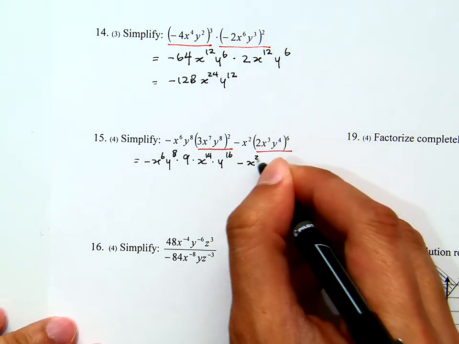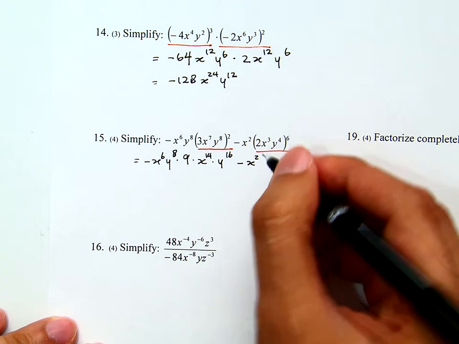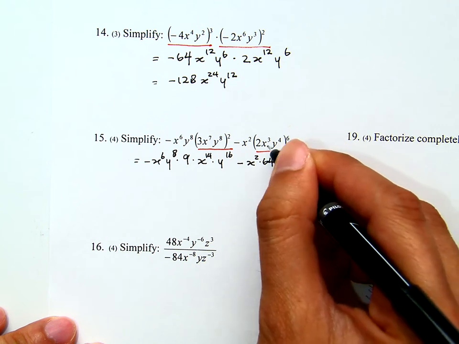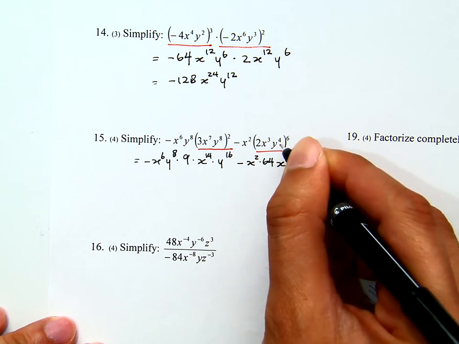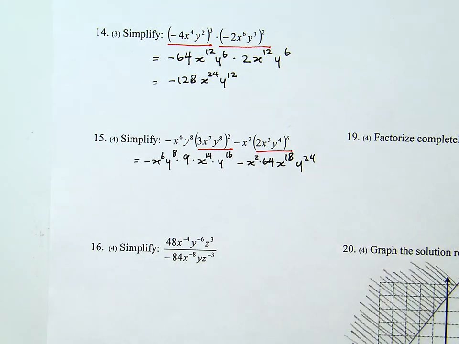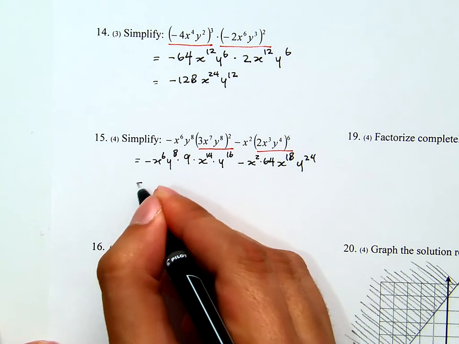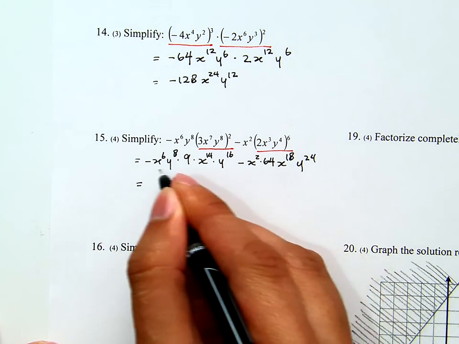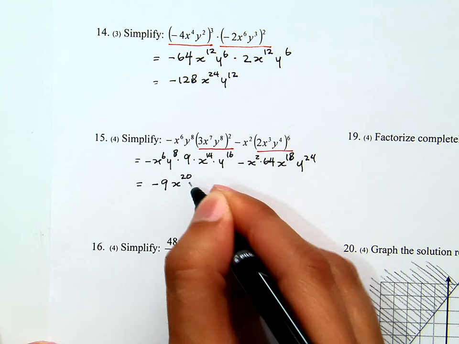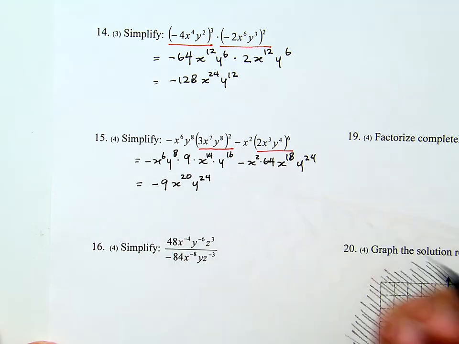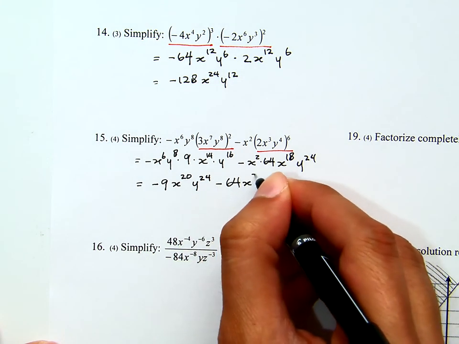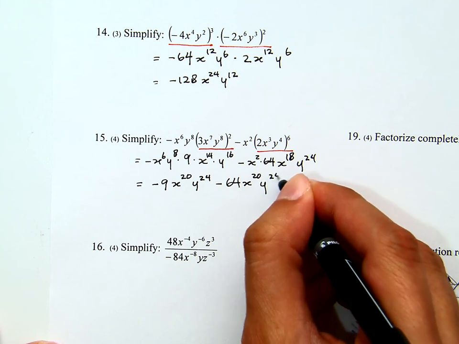minus x squared times 2 to the 6. You will see that's 64. X squared to the 6, x cubed to the 6 is x to the 18. Y to the 4th to the 6 is y to the 24. Now then from here, what I will do is I will simplify this. Okay, multiply them. That's negative 9 x to the 20th y to the 24th minus 64 x to the 20th y to the 24th.